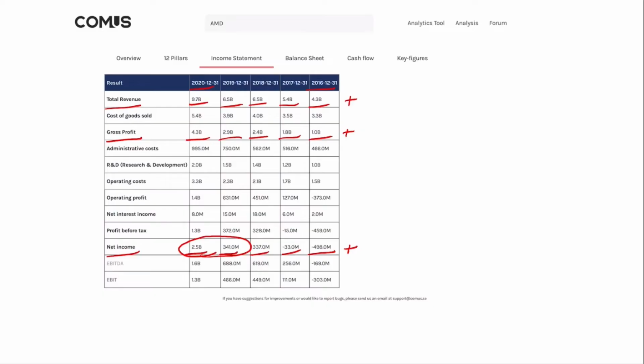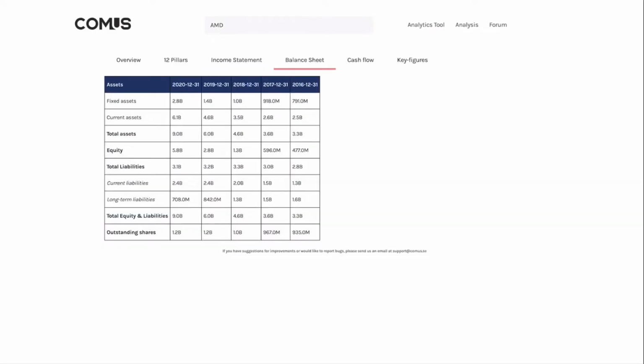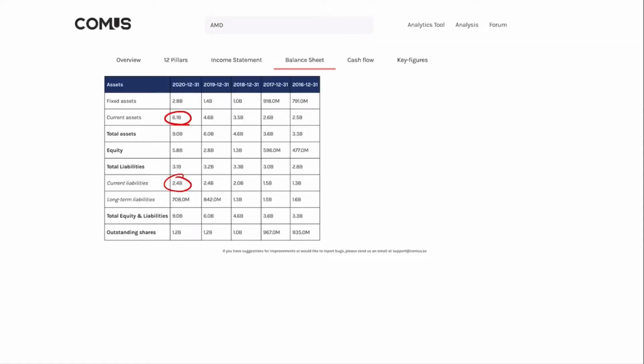Now let's jump over to the balance sheet. And what we are interested in here is the current assets versus the current liabilities, and we can see there is a huge difference between the current assets and the current liabilities. Basically, if the company were to convert their current assets to cash, they are able to pay off their current liabilities. But not only that, we can also see that they are able to pay off their total liabilities.